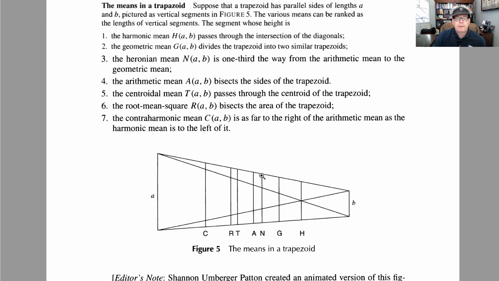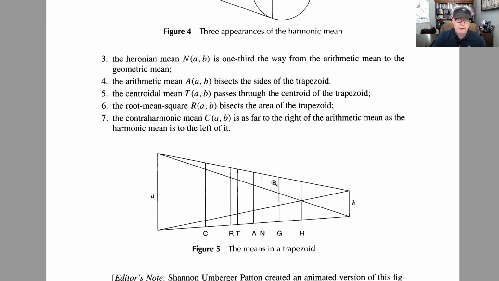The Heronian mean, just 1/3, that's kind of boring. Arithmetic mean, that's half, which we kind of know. The centroidal mean passes through the centroid of the trapezoid. The root mean square bisects the area, so there's as much area on this side as there is on that side. And finally, the contraharmonic mean, well, it's as far to the right of the arithmetic mean as the harmonic mean is to the left.